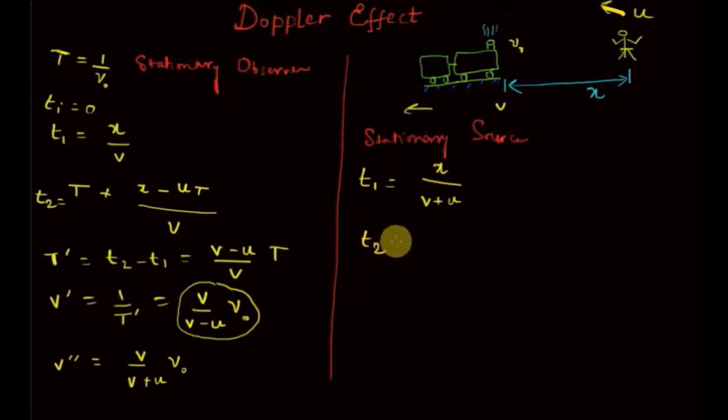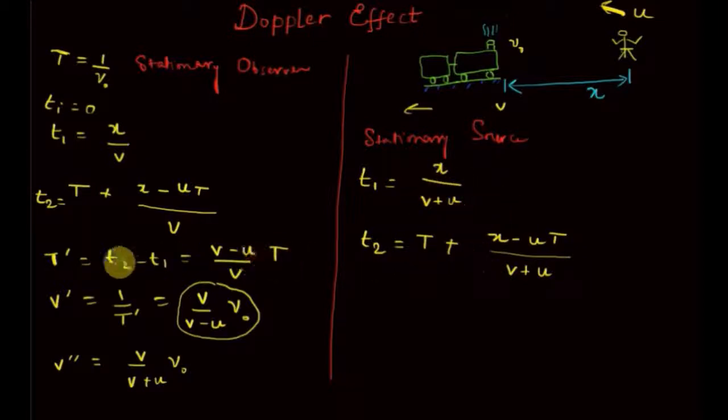The time t2 when the observer will hear the second wave emitted by the source of sound will be the time period t after which the second wave is emitted, as we saw earlier, plus the new distance between the observer and the source, which will be x minus ut, divided by again the relative velocity between the sound wave and the observer, which will be v plus u. If you want to know more about relative velocity, you can go through my previous video. I think in Newton's laws of motion, I touched upon the concepts of relative velocity. When do the velocities add up, when do they subtract?